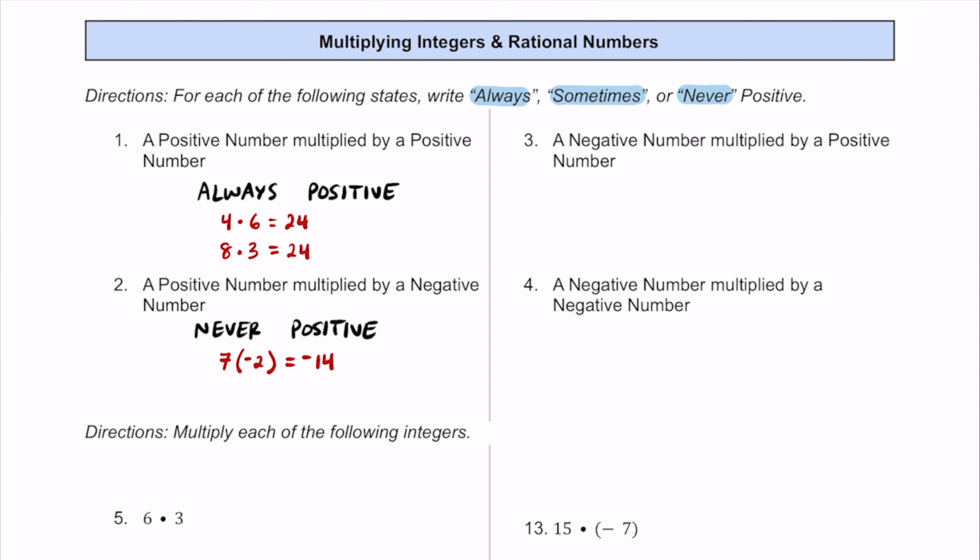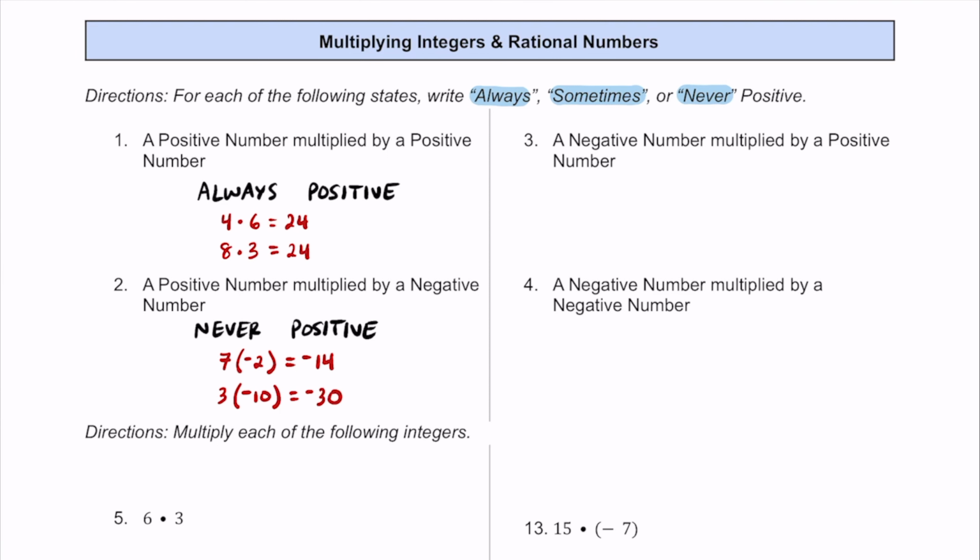And even in another scenario, if you're multiplying something like 3 times a negative 10, well, 3 times 10 is 30, so 3 times the opposite of 10 must be the opposite of 30. That would be negative 30. So a positive number multiplied by a negative number is never positive, or you can also say it's always negative.